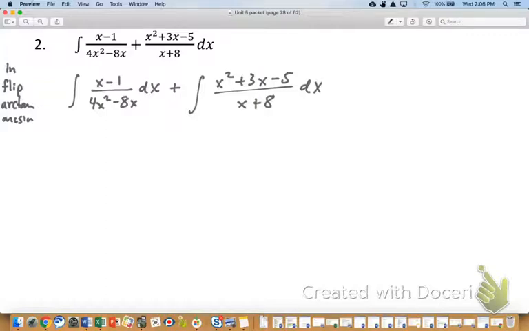Timmy messed up by what? A factor of 8. So, isn't the derivative of the denominator 8x minus 8? Yes. So if I just multiplied the top by 8 and the outside by 1/8, I've got a perfect chain rule pattern for natural log.